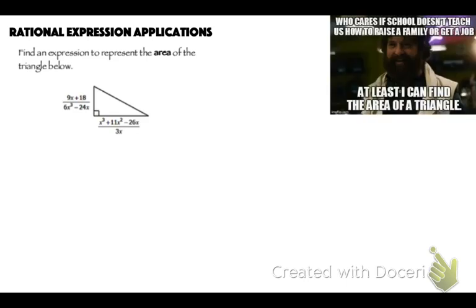Who cares if school doesn't teach us how to raise a family or get a job? At least I can find the area of a triangle.